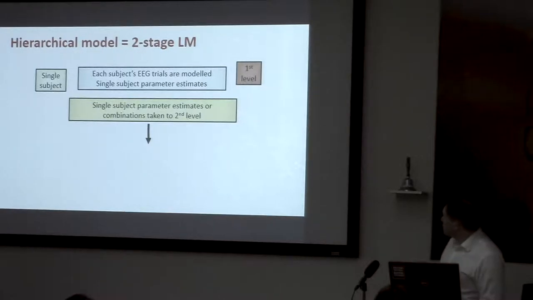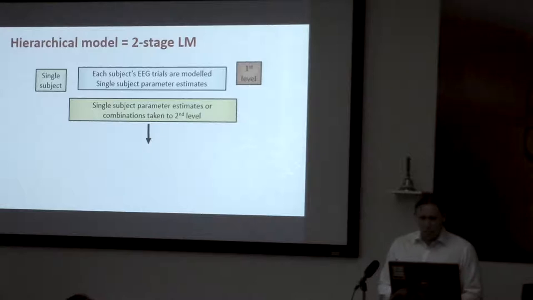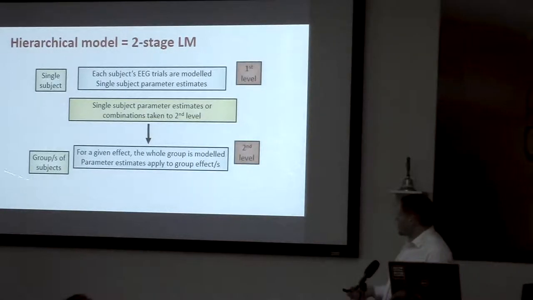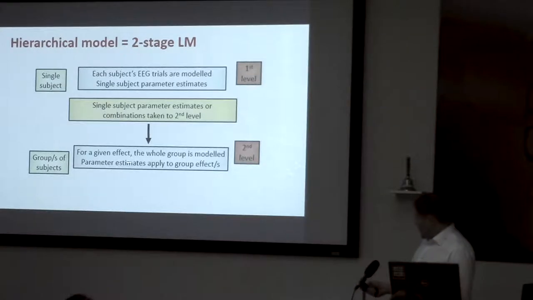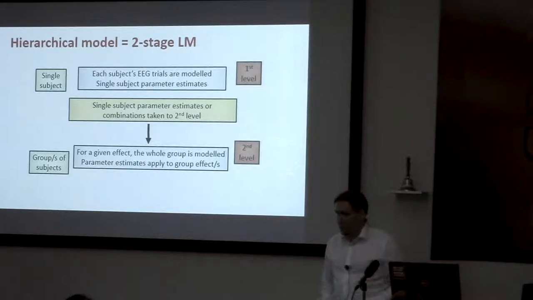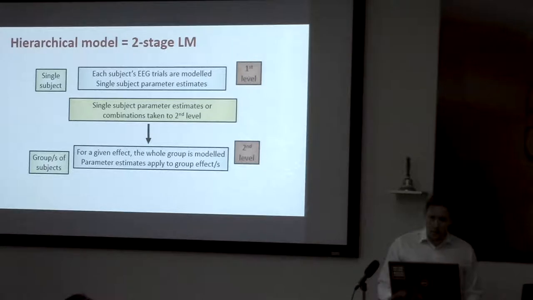Now that we've got the single subject parameter estimates, or even a combination of those, then we can do the second level, which is the group analysis. And for a given effect, the whole group is modeled, and we take those parameter estimates, and we do, you know, a t-test, an ANOVA, whatever, on these parameter estimates, which is also a linear model.